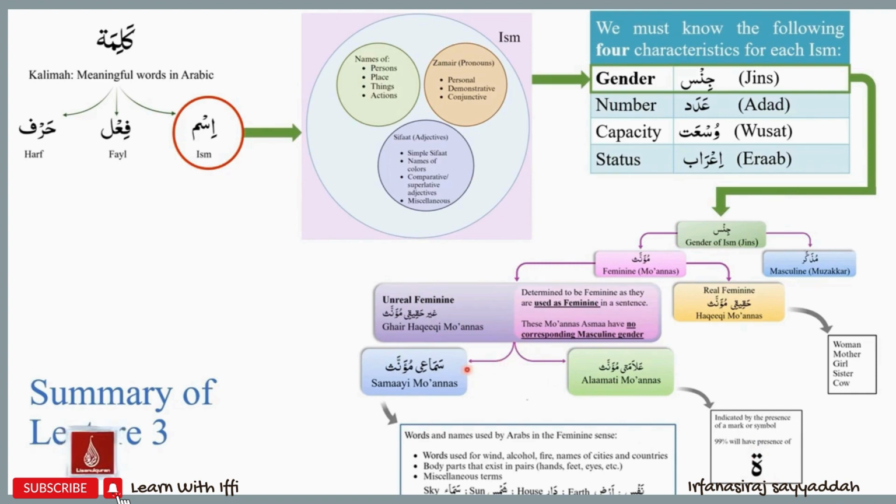The other group is that of samai muannas asma, which includes several categories. This includes words that are used for wind, alcohol, fire, and the names of cities and countries. Body parts that exist in pairs, such as hands, feet, eyes, etc. And certain miscellaneous words like sama, shams, dar, ard, and nafs.